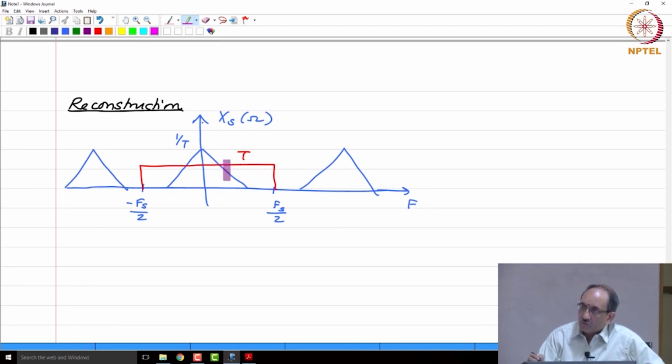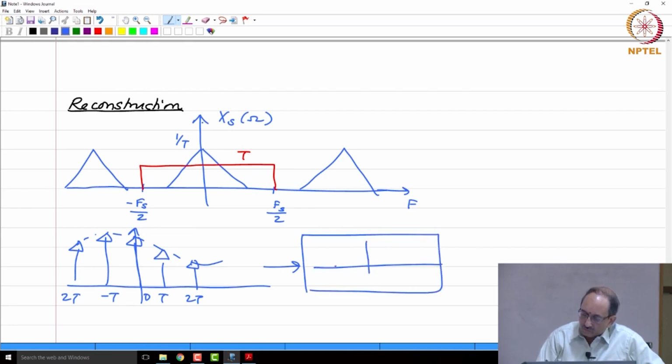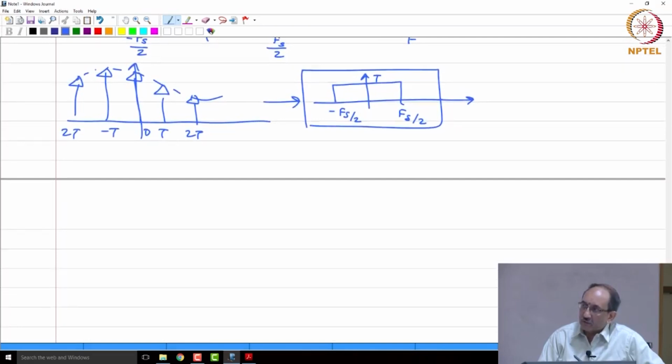So, what you are doing is you are now applying the impulse train. So, this is the underlying continuous time signal which you have sampled using a train of impulses which are spaced cap T apart, and to this you are going to feed the impulse train to this ideal low pass filter with gain of cap T, and then you are hoping to recover the underlying continuous time signal exactly.